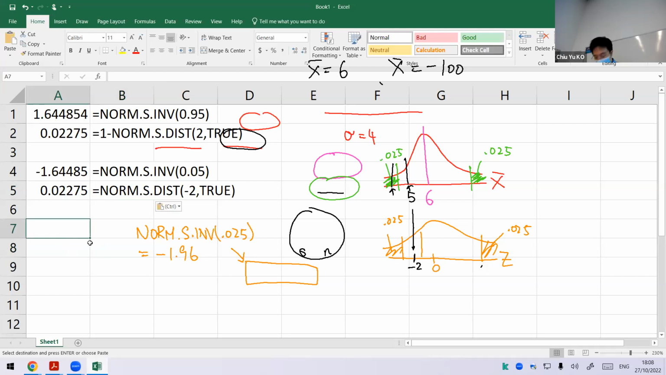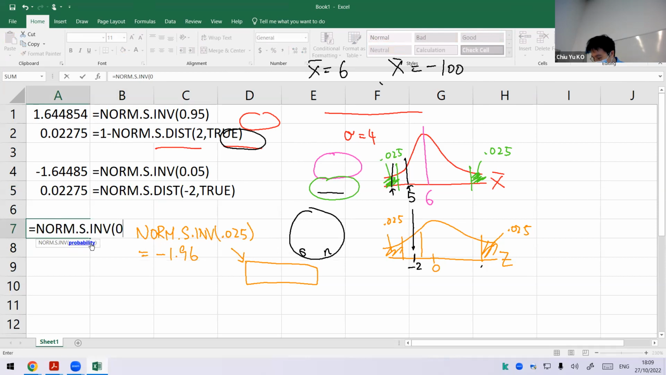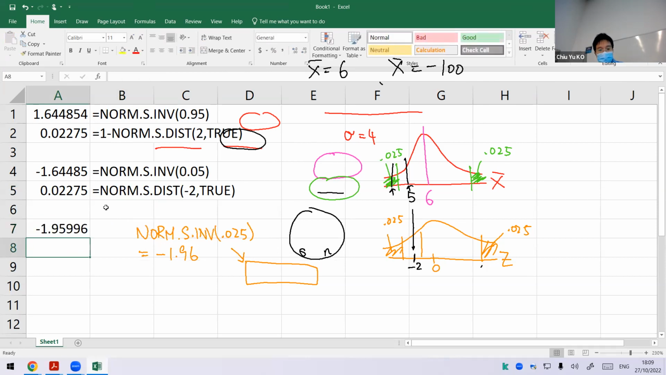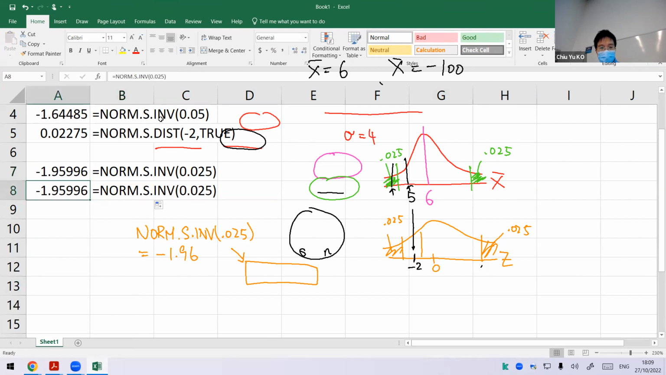Okay, you can do NORM.S.INV of 0.025. Okay, so negative 1.96. That is how I get this number. Of course, if you don't like what I'm doing, you can do the other case, you do 0.975. This gives you the positive one, but you just take the negative, right?